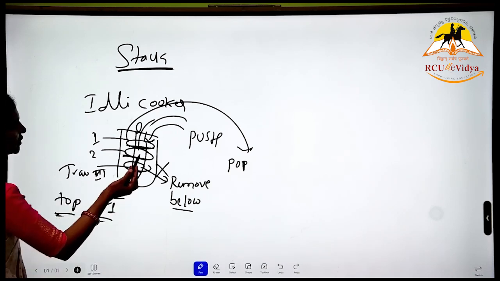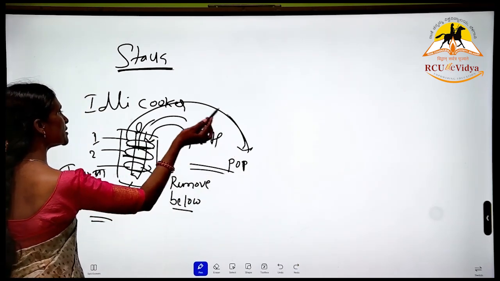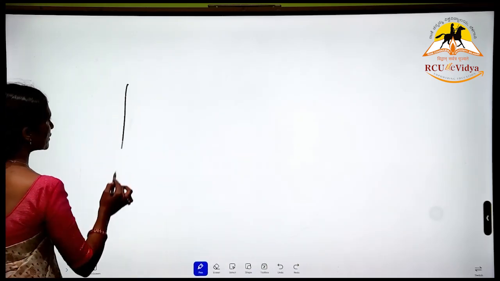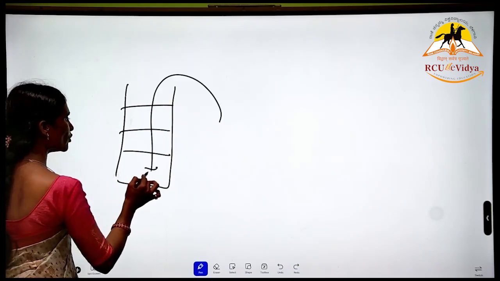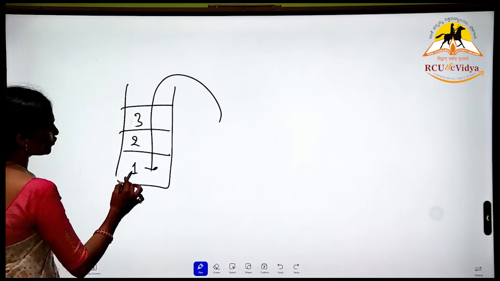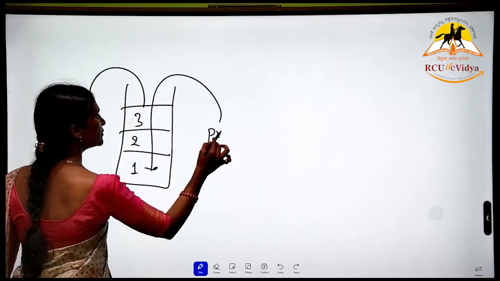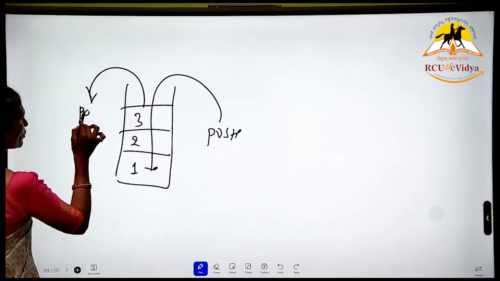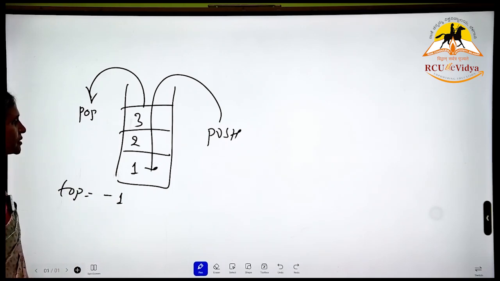So let's understand here. What is the concept behind this? I will just show it here. This is your stack. Insertion first 1, 2, 3. Assume that. The first insertion is done by pushing here, whereas popping is here. This is pop. When nothing is there, that is -1. Top is equal to -1.